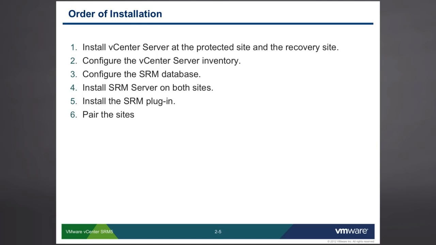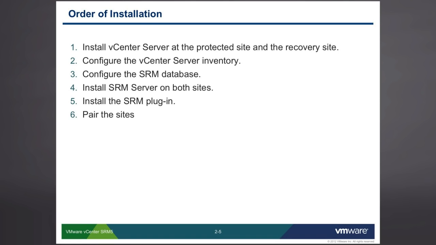We start by installing a vCenter server at the protected site and at the recovery site. Remember, I said we need vCenter in both locations. We need to configure the vCenter server inventory. We'll show you that in the demonstration. Sometimes separation of the workloads into resource pools and virtual machine folders makes it much more straightforward to configure your failover so that all the right virtual machines fail over together. We then configure the SRM database and then finally install SRM on both sites.